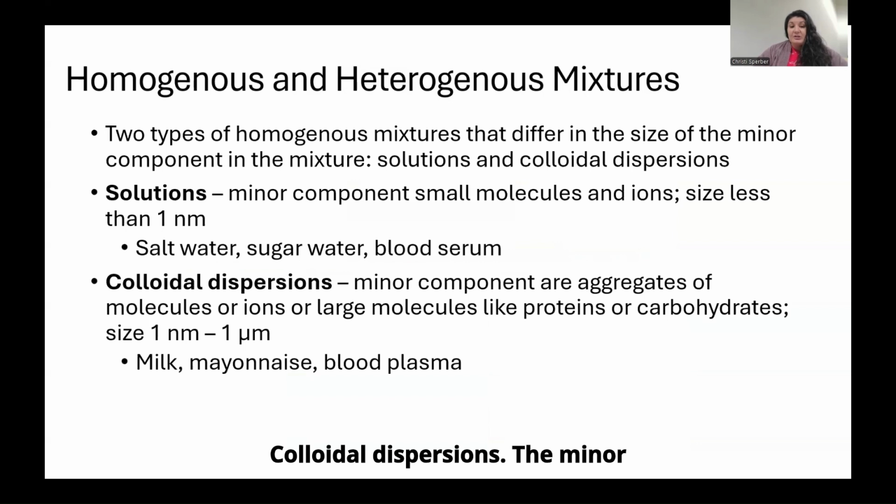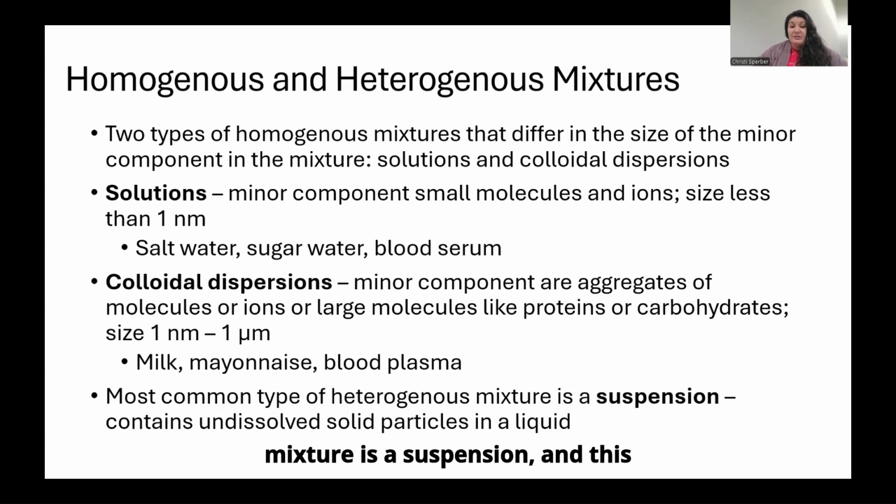The minor components of colloidal dispersions are aggregates of molecules or ions, or large molecules like proteins or carbohydrates, and their size is between 1 nanometer and 1 micrometer. Examples of this are milk, mayonnaise, and blood plasma. The most common type of heterogeneous mixture is a suspension, and this contains undissolved solid particles in a liquid.